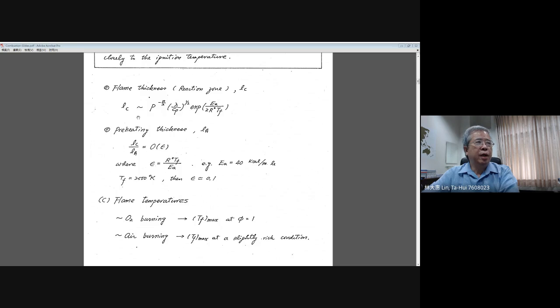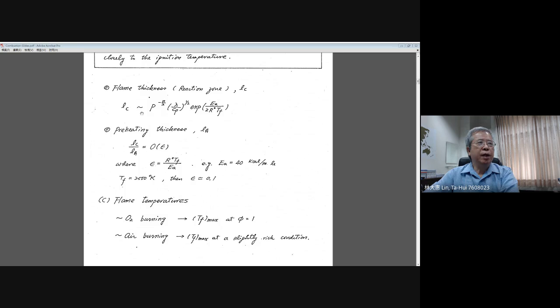Here they tell you this flame thickness is proportional to the square root of lambda divided by Cp. Lambda divided by Cp, as you remember, is the so-called thermal diffusivity. And I will tell you this is a very important dependence to be compared with the dependence described in diffusion flames. Here they tell you this is a square root.